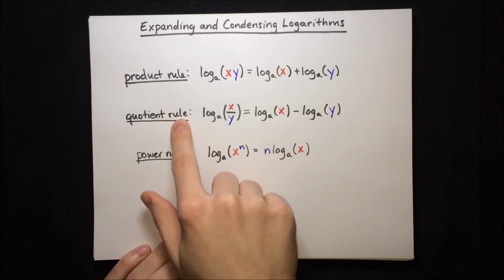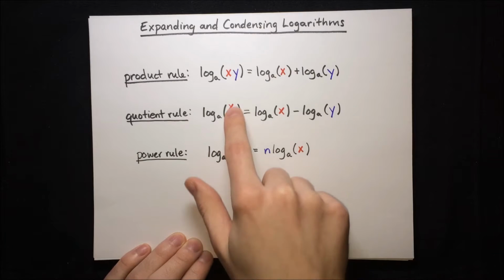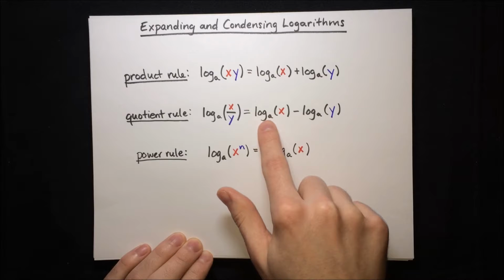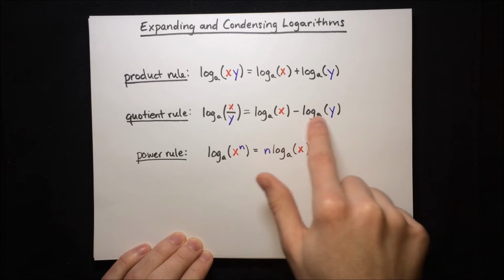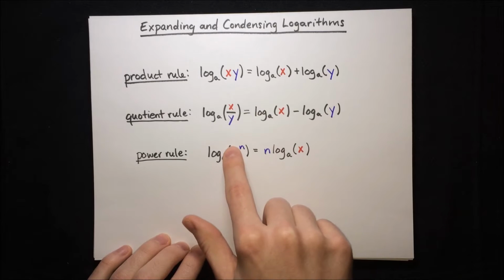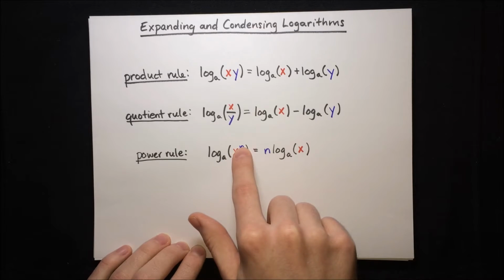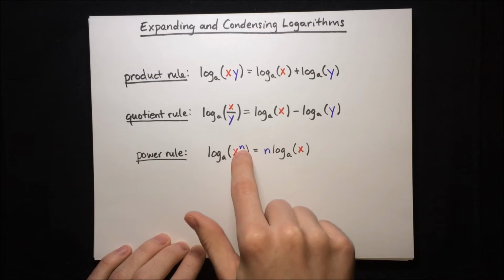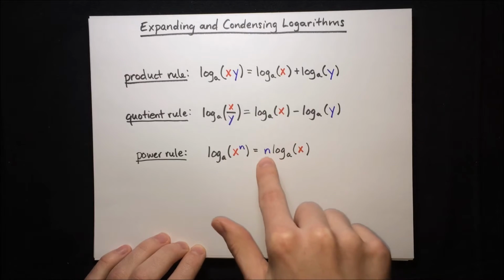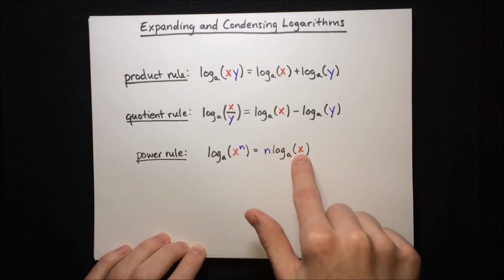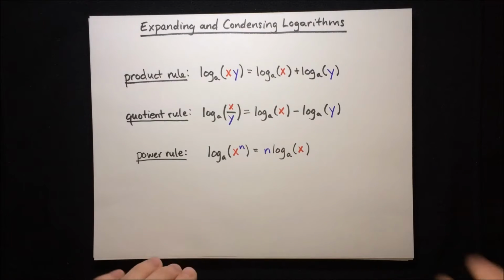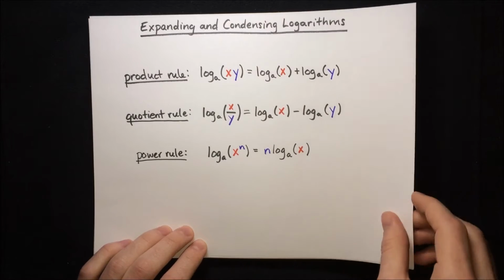The quotient rule, on the other hand, says that if we have a quotient of two terms inside of a logarithm, then we can split it into the difference of logarithms of those two terms. And lastly, the power rule says that if we have some number raised to some power inside of a logarithm, then we can bring that power outside the logarithm as a multiplier. So that number times the log of the base of the exponentiated term. Let's do some examples.